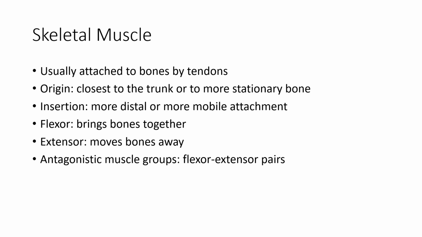In this way, muscle groups can be classified into what we call antagonistic muscle groups, where we put a flexor and extensor pair together, so the biceps and the triceps.